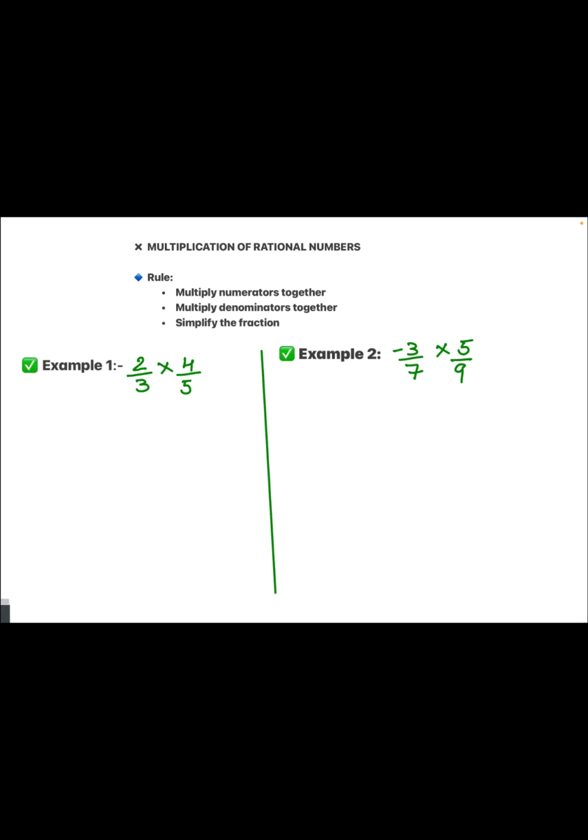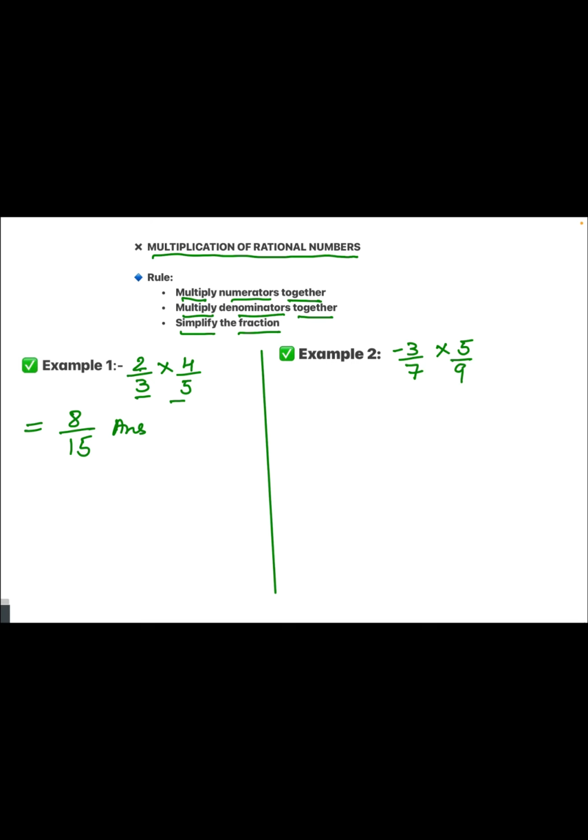So students, the next operation is the multiplication of rational numbers. The rules are: multiply numerators together, multiply denominators together, and lastly, simplify the fraction. Let's take an example. In the first example, we will simply multiply the numerator with numerator and denominator with denominator. 2 times 4 is 8 and 3 times 5 is 15. So 8 over 15 is the answer.